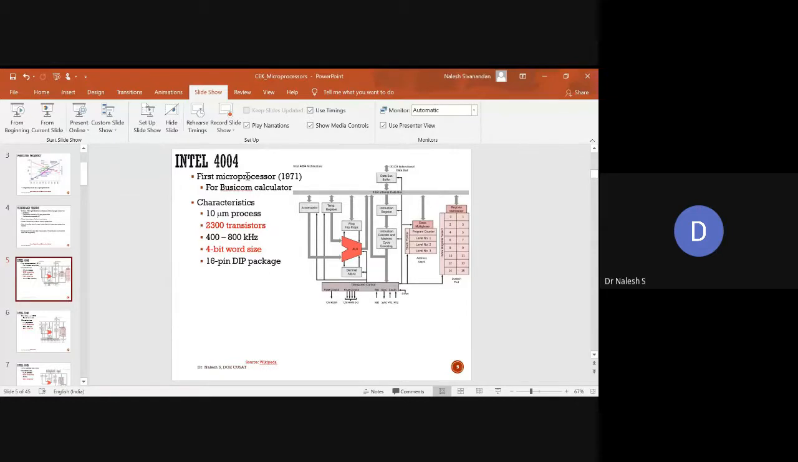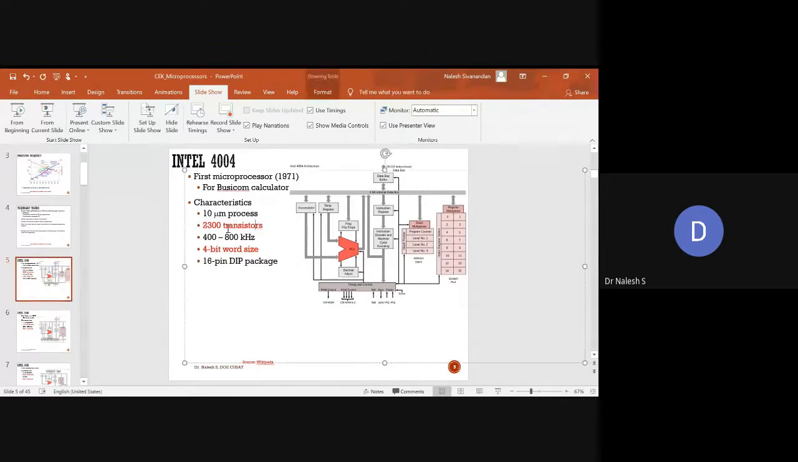So the 4004 was in a 10 micrometer process, with 2300 transistors operating at 800 kilohertz, and this was the architecture. As I said, it contains all those basic units required for a processor: ALU, registers, the instruction register and decoding, the control, and then the data bus to communicate with memory, etc.